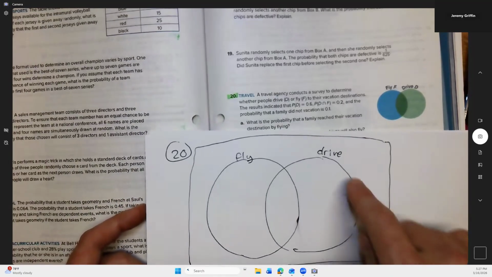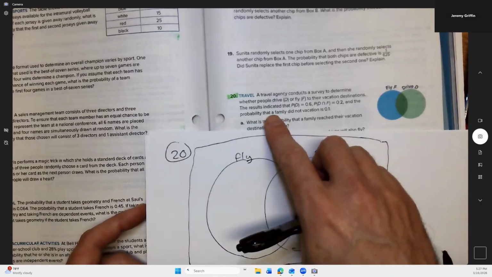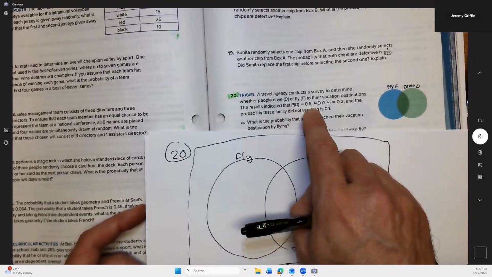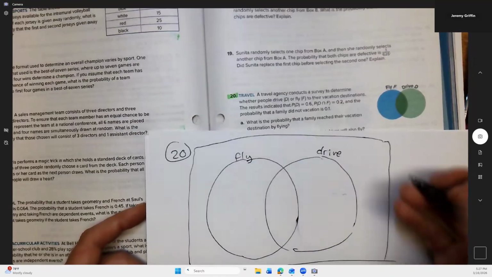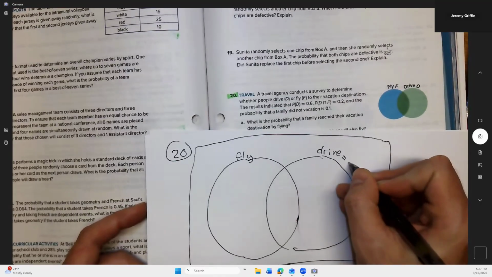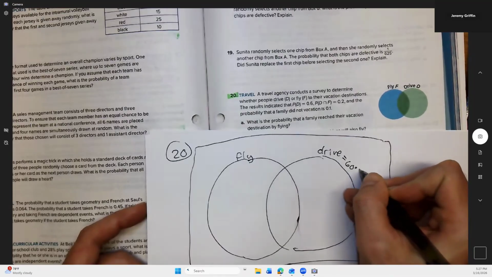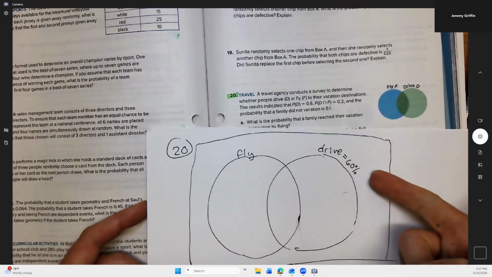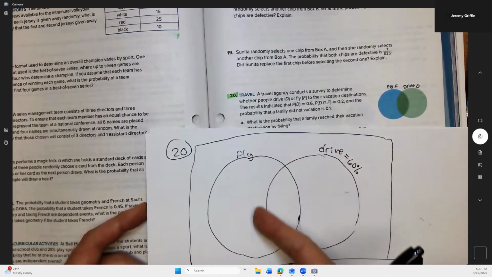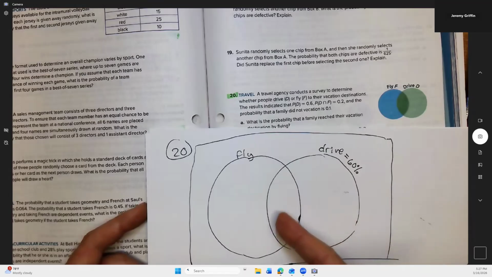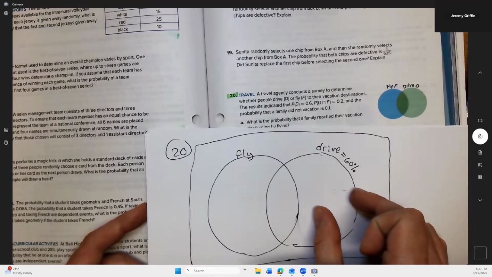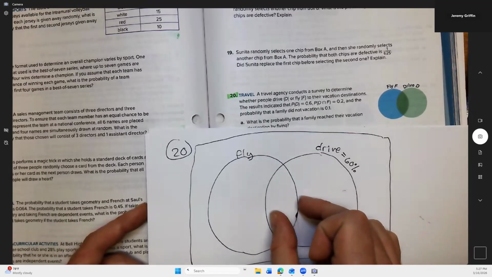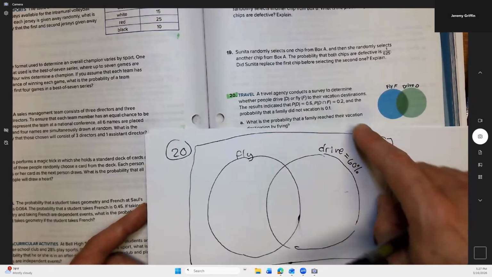Okay, the results indicate that the probability of driving is 60%. Well, it says 0.6, but you guys know it's 60%. I'll put it as a percentage because it is a bit more intuitive. Now that could be this entire circle. That does not necessarily exclude flying. I don't want to put 60% just in this wedge over here because remember, you could do both flying and driving.